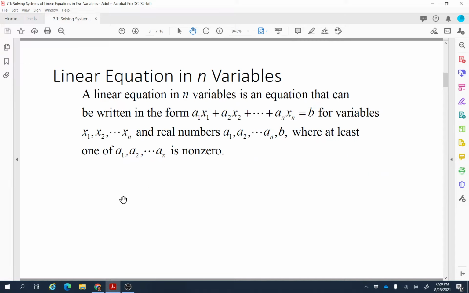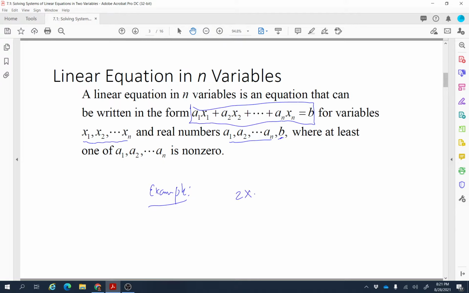So a linear equation in n variables can be written this way: a1 x1 plus a2 x2 plus dot dot dot. That means keep going like this until you finish all the variables, equal b. Here make sure that a1, a2, an and b are real numbers, whereas x1, x2 up to xn are variables. I can give you examples.